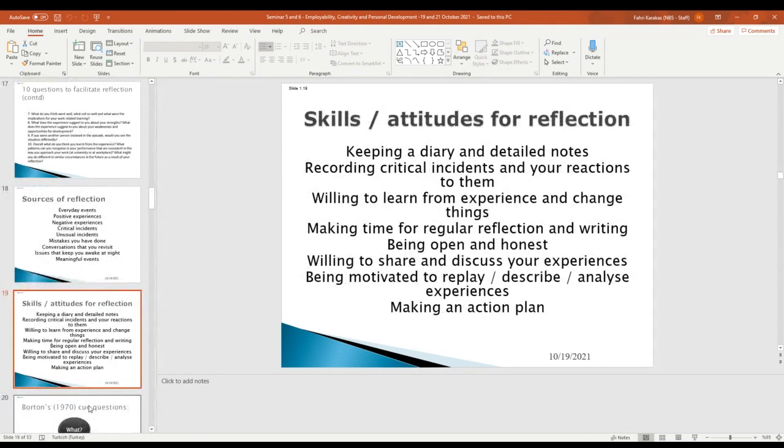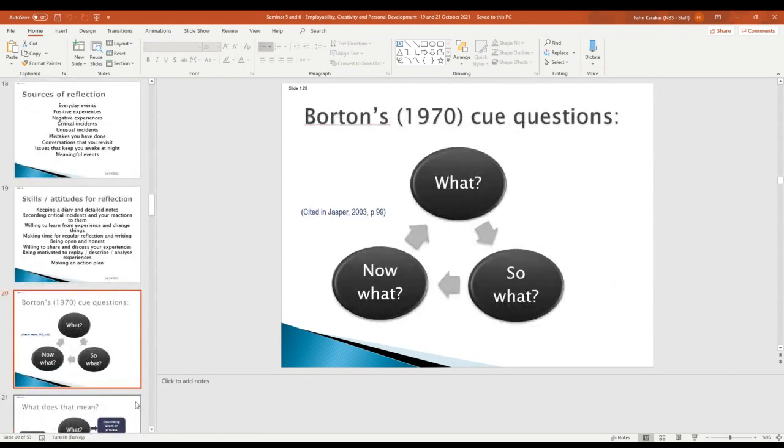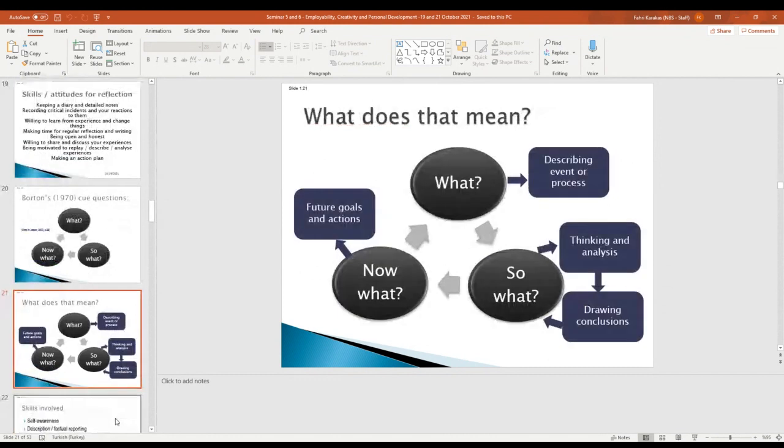And my recommendation, always try to keep notes about this, keep a diary, be open, honest, and write in your diary about this. Another model is Borton's: What, So what, Now what. In the What section, you describe it; in So what, you analyze it and draw conclusions; and in Now what, you formulate some actions.